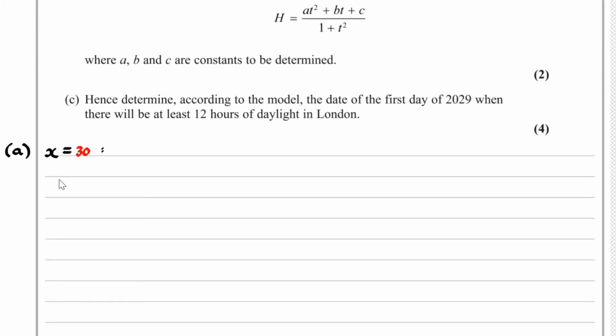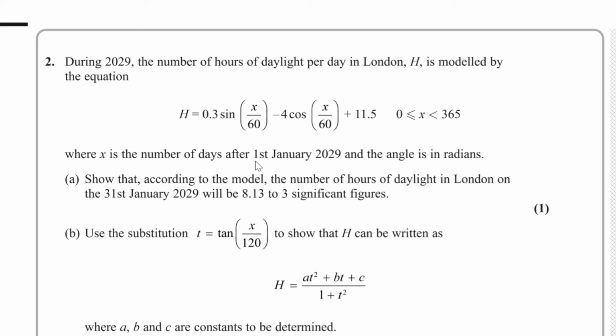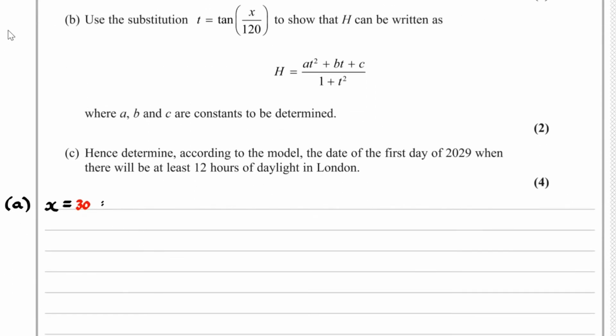Well, what we are doing here is considering what happens when x is equal to 30, and that's because we are going from the 1st of January to the 31st of January, so we have 30 days. And if we substitute in x equals 30, with this we can find out what h is.